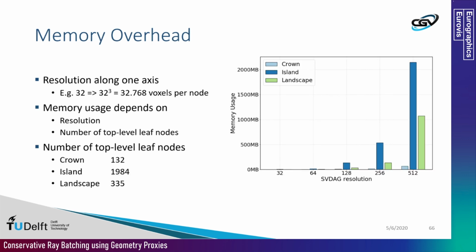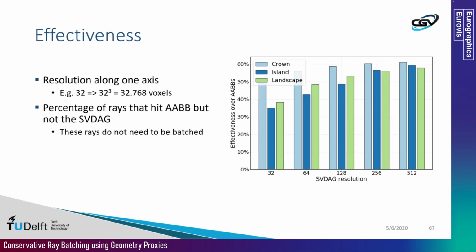We found that the memory usage of the SVDAGs scales roughly linearly with the voxel grid resolution. Keep in mind that the graph on the right uses a logarithmic scale on the x-axis and a linear scale on the y-axis. The differences between the 3 scenes can be attributed to the different number of top-level leaf nodes. This graph shows the percentage of rays that hit the access line bounding box of a leaf node but do not hit the SVDAG. This shows that over 50% of the rays are batched without hitting any geometry. We also see diminishing returns at voxel grid resolutions of 256 cubed and higher, which is the resolution we will be using for the upcoming results.